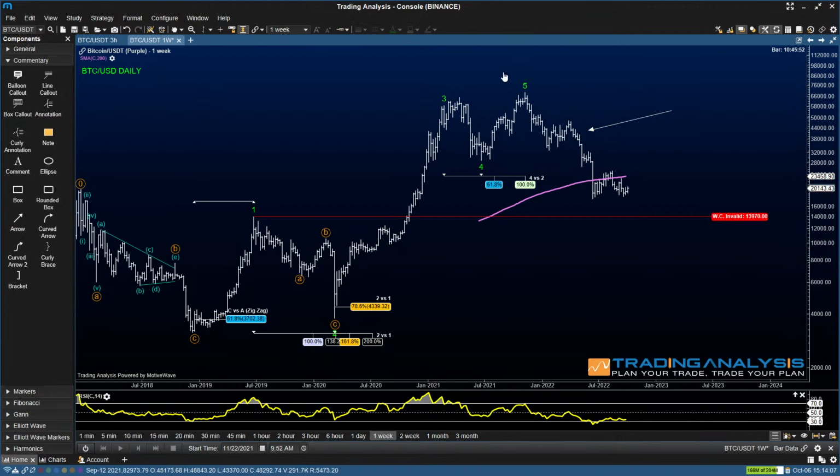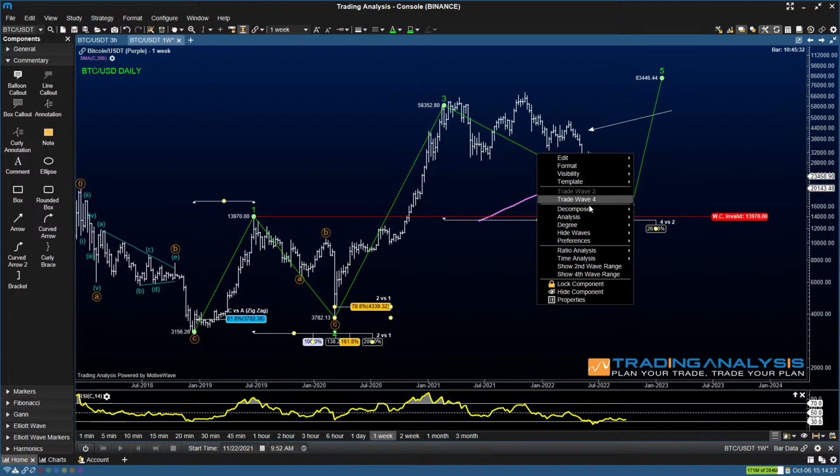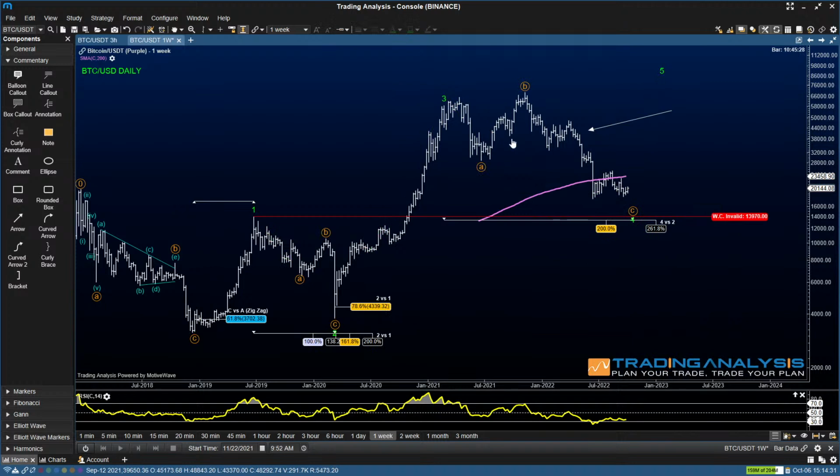That can morph into some type of a triangle. Also, it can morph into some type of a complex correction, or it can morph into some type of a flat, which we usually look for here. Okay, so for this, especially if we get one more push to the downside, which I think is going to occur very close to these invalidation levels, we can actually label this as a potential 3 waves down, 3 waves up, and 5 waves down, which will give us a flat.